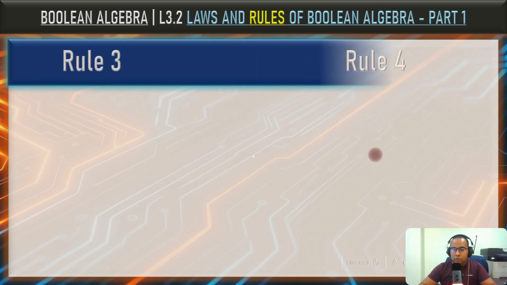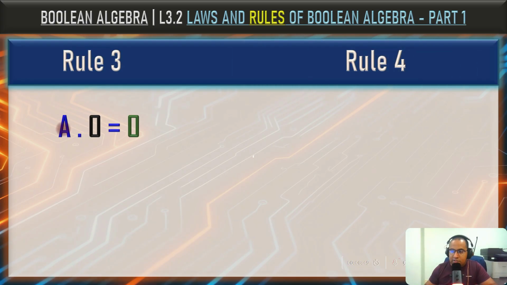Now let's take a look at rule 3. This rule states that when we AND any variable with 0, the output is always 0. In other words, 0 is the dominant element of the AND operation. So let's confirm this with both possible values of A. If A equals 0, then 0 times 0 equals 0. And if A is 1, 1 times 0 equals 0. No matter what the variable A is, the result is always 0.